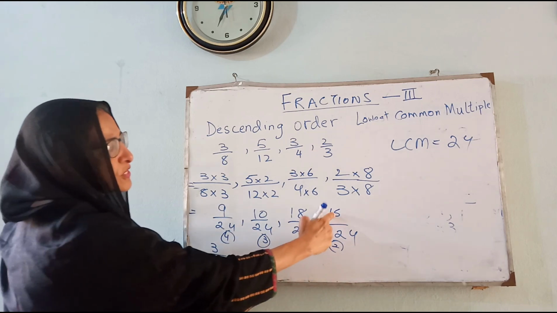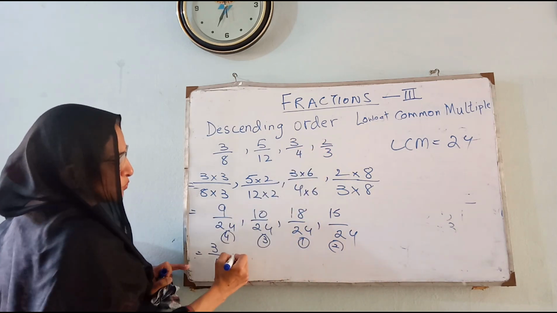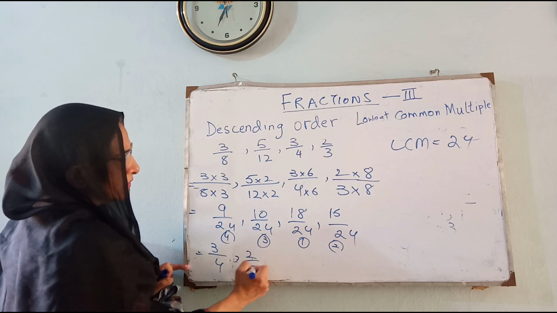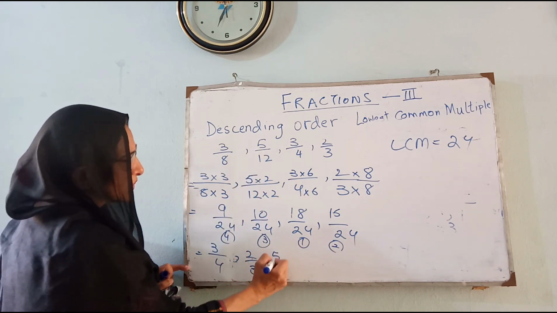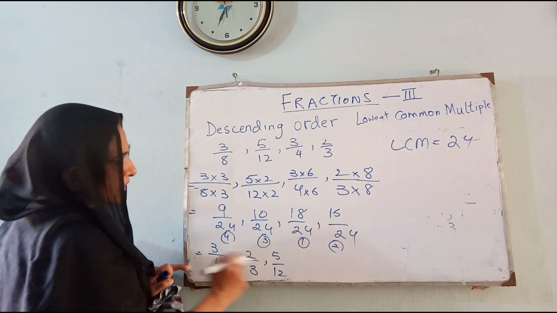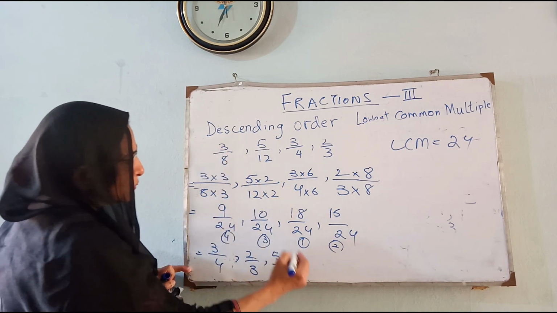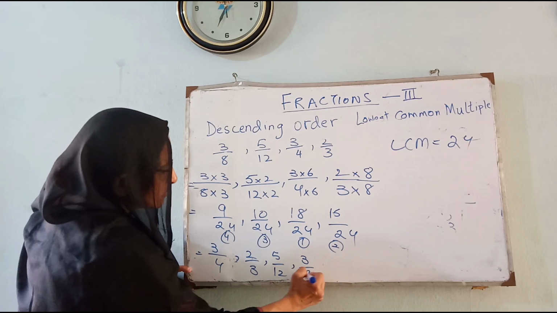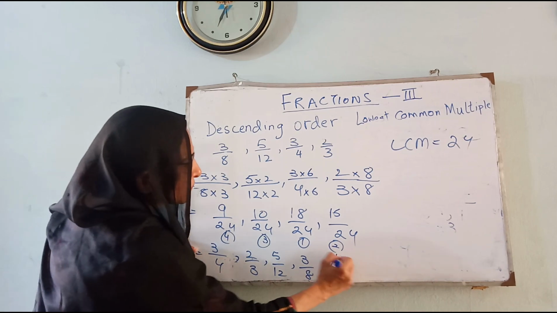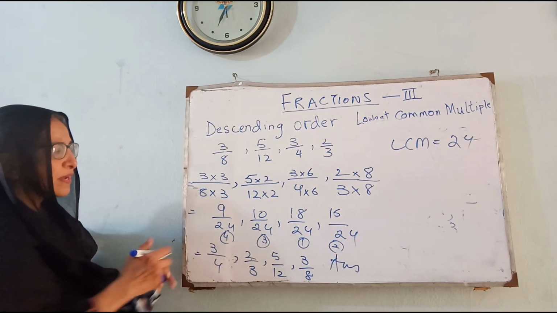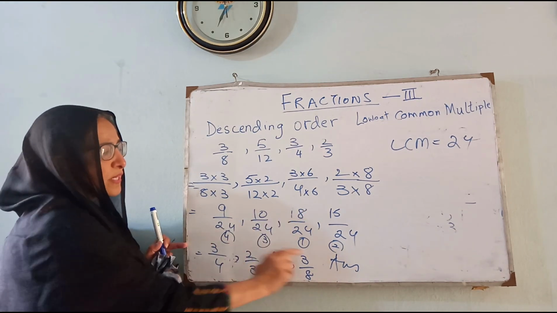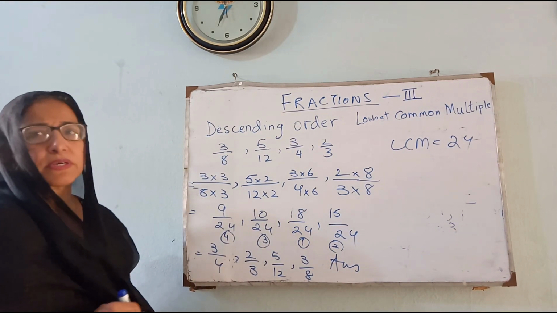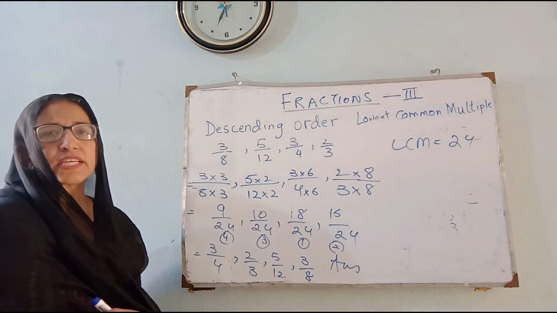What is the fraction for 16 by 24? It is 2 by 3. What is the fraction for 10 by 24? It is 5 by 12. And the last one is 3 by 8. So this is my answer for the descending order. As you can see, the fractions go from the bigger number to the smaller number. This is called the descending order.